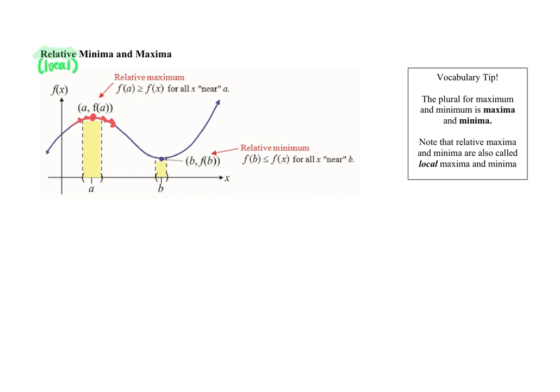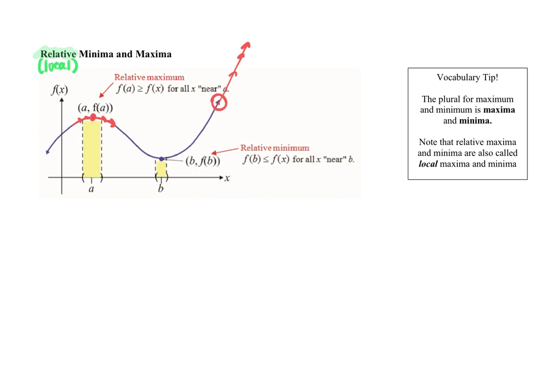Now, it's not the absolute highest point on the graph because of this arrow on the far right-hand side. This is indicating, of course, that the graph is going to continue upward. So this is why we call it a relative or a local max and not an absolute max, because it isn't the absolute highest point on the entire graph, not necessarily, but it is a high point.